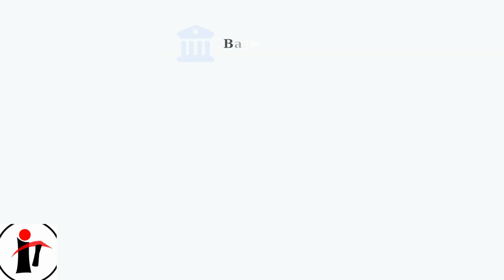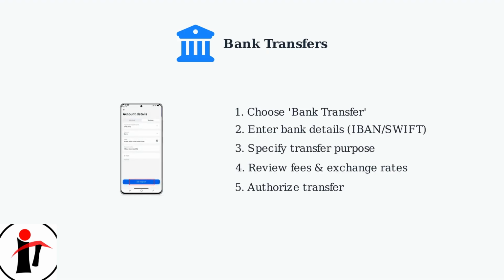The third method is bank transfers, used for sending money to traditional bank accounts or international transfers. Choose the Bank Transfer option, then enter the recipient's bank details, including their IBAN or SWIFT code. You'll need to specify the transfer purpose for regulatory compliance.